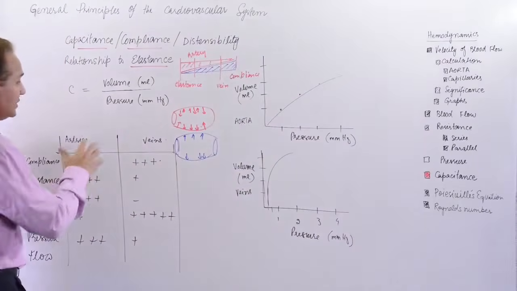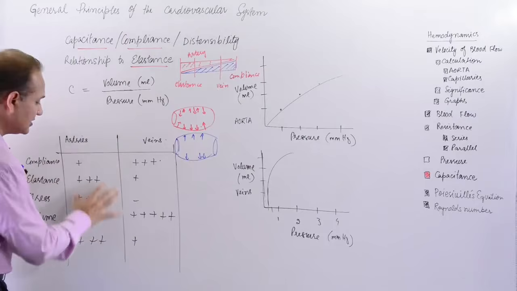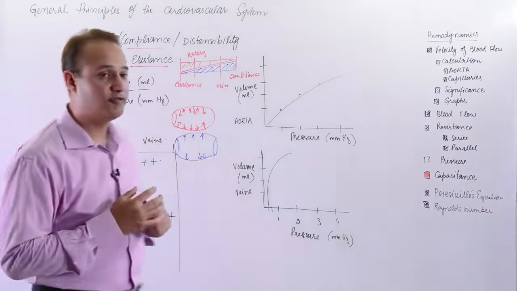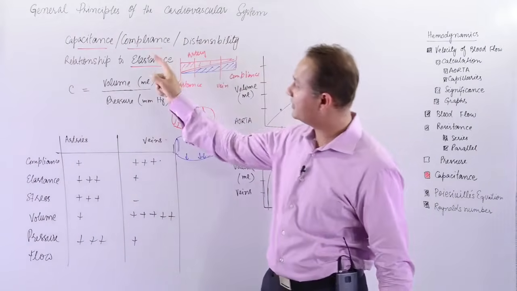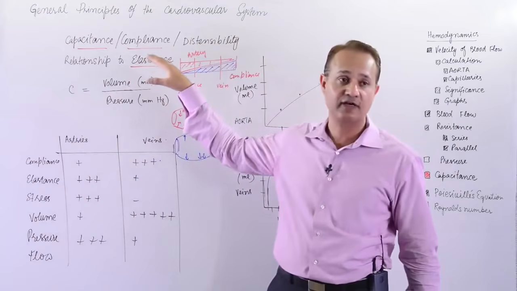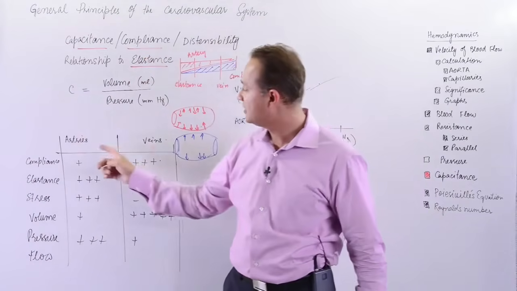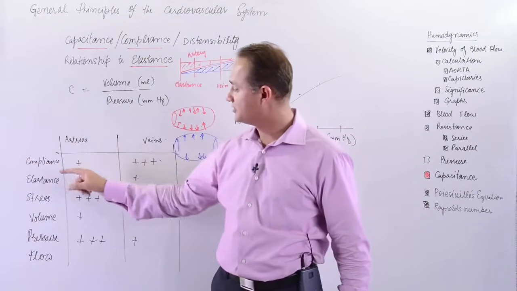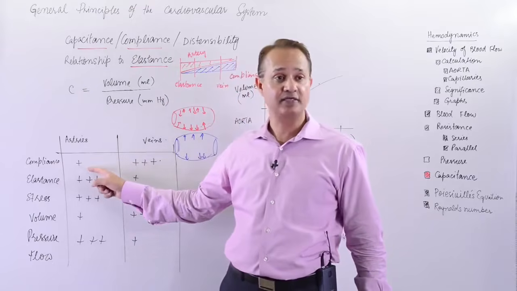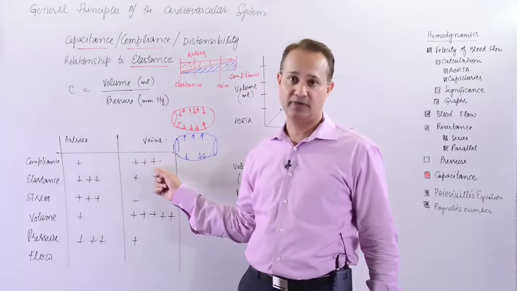Okay, so now let's look at some of the properties of the veins and arteries in the context of compliance and elastance. Arteries and veins, compliance: arteries are less compliant and veins are more compliant.